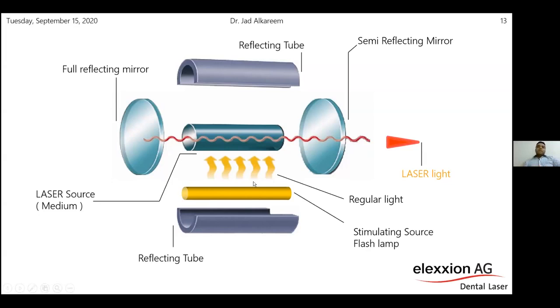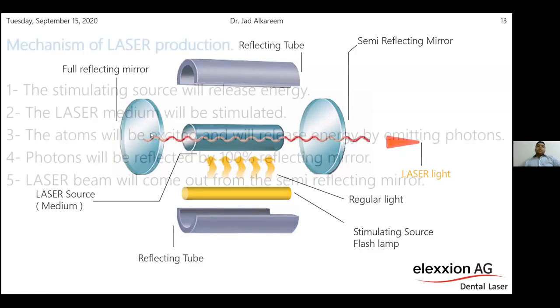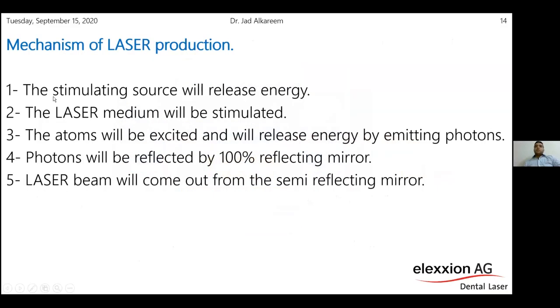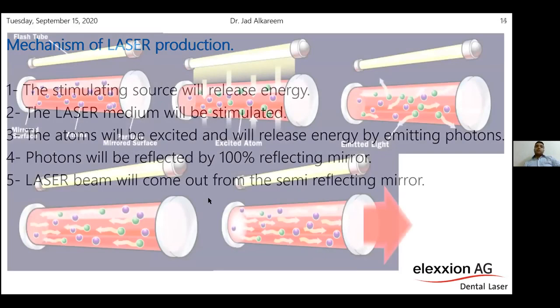What will happen inside the laser production unit? So we will have first the stimulating source, which is light. It will release energy. The energy will make the laser medium, or the laser source, become stimulated. The atoms will be excited and they will start to release energy by emitting photons. And then the photons will be reflected by the 100% reflecting mirror, and then they will move out from the semi-reflecting mirror.